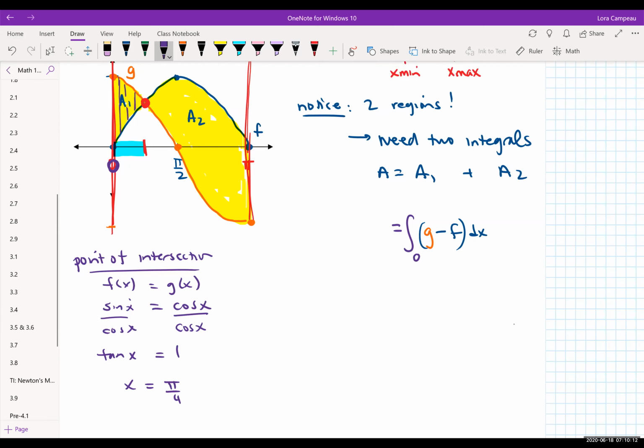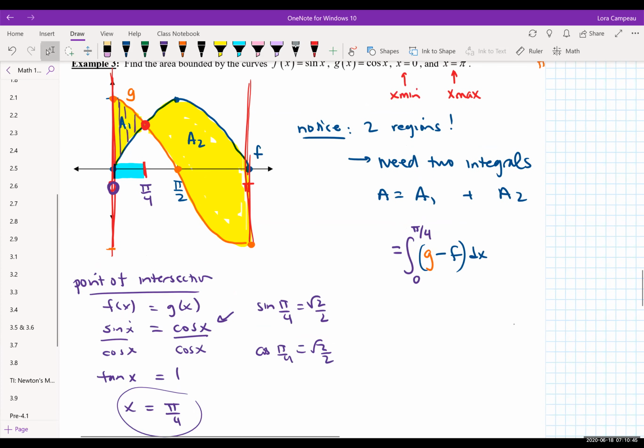Or if you didn't think about it that way, sine and cosine x are equal. Sine of pi over 4 is square root of 2 over 2. Cosine of pi over 4 is square root of 2 over 2, and that's indicating why we're taking that point of intersection. So my friends, that is the upper limit for that first region. That also gives us the lower limit.